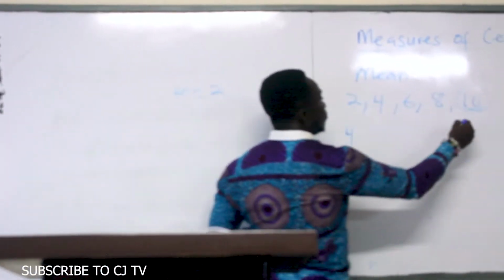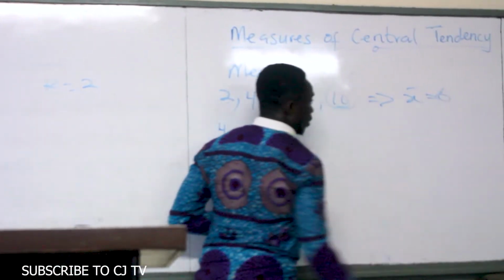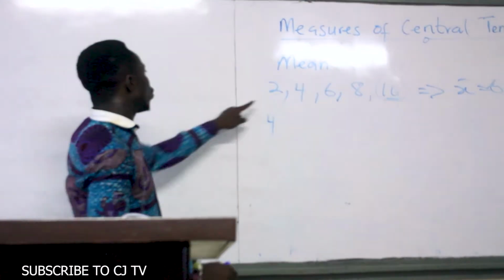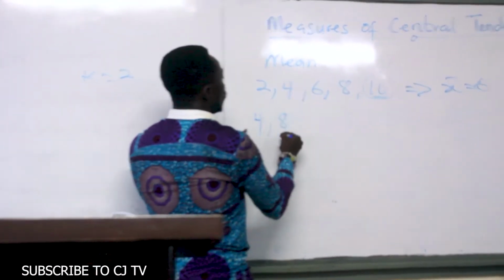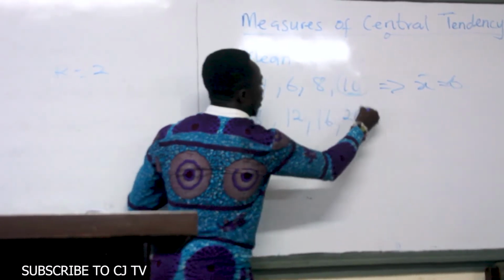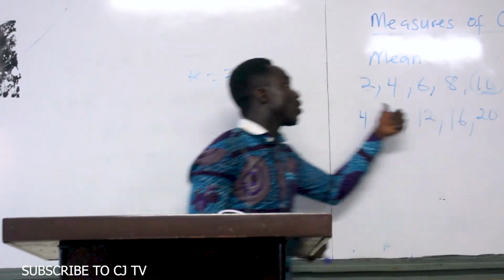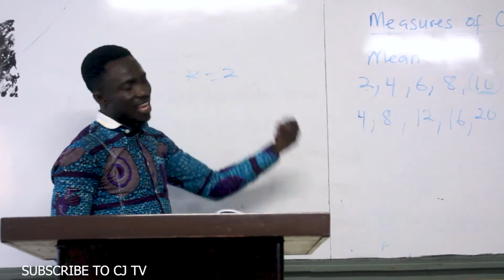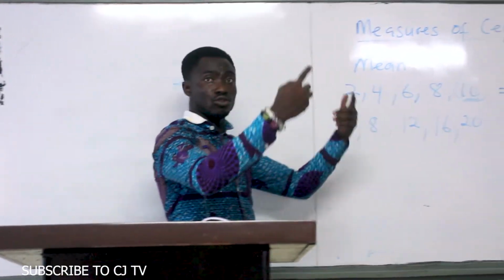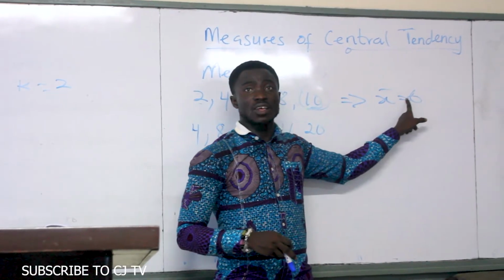But don't forget, the mean for this observation was 6 in our previous calculation. So now this score will be 4, this score will be 8, this score will be 12, this will be 16, and this will be 20, because we are multiplying each score by a constant 2. Therefore, there is no need for you to calculate. What you have to do is go for the old mean.